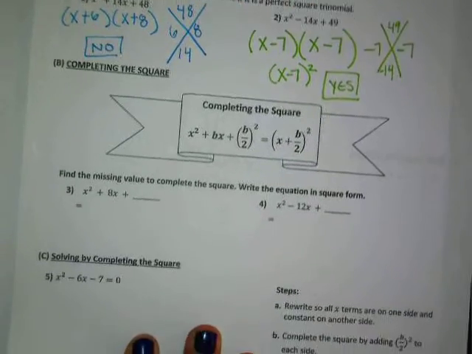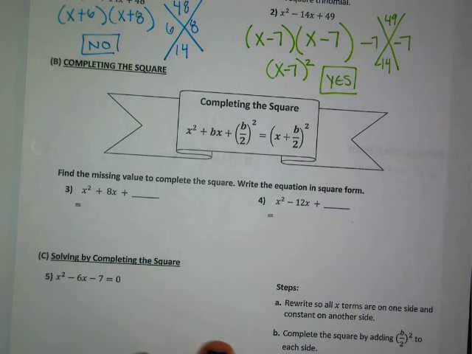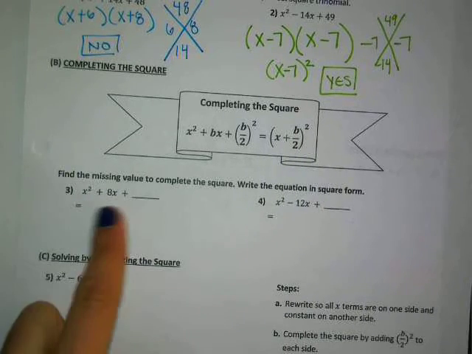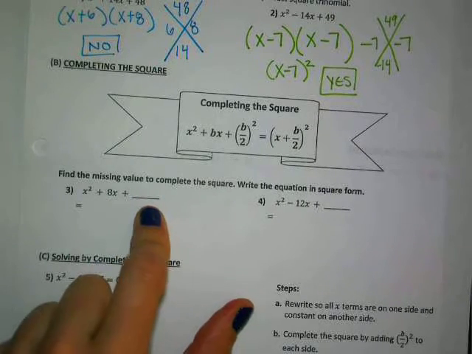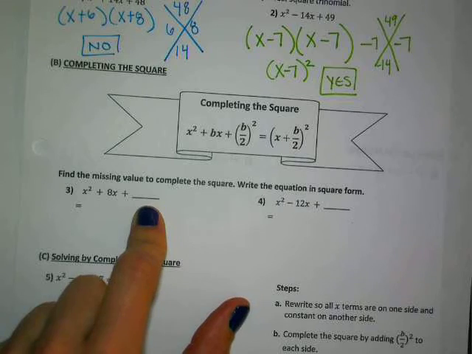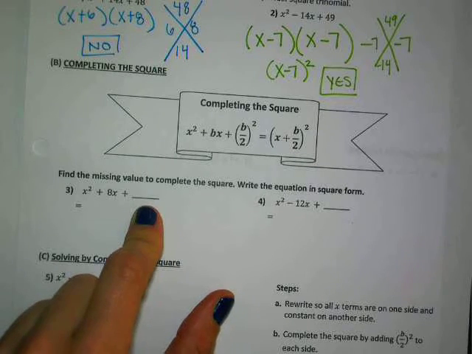Part B. All right, so part B, we're going to get used to the idea of just completing the square. So now I'm going to give you a trinomial, but I'm not going to tell you what the last number is. I want you to come up with the number that will make this a perfect square trinomial.